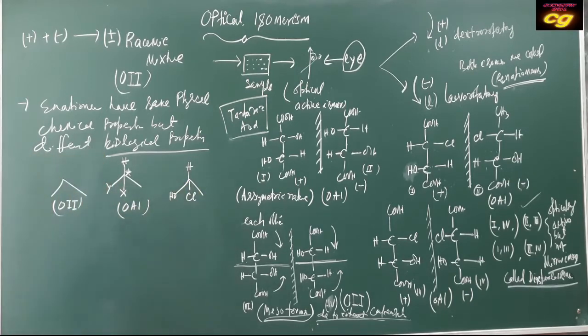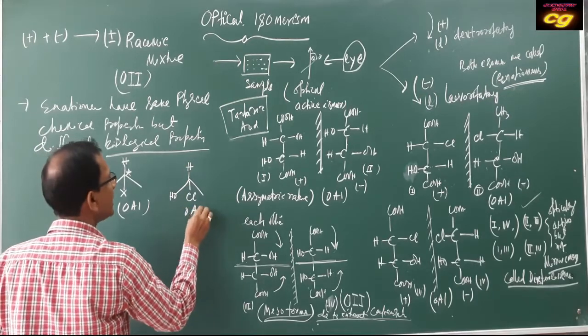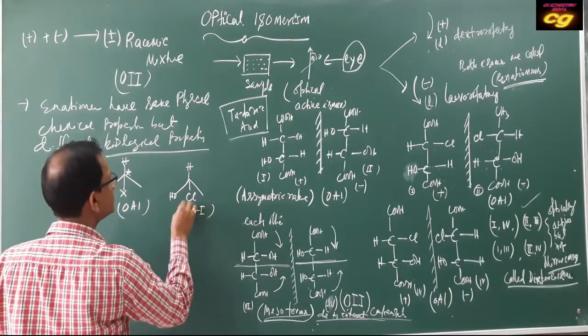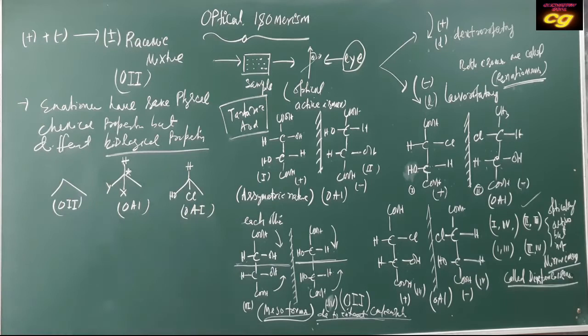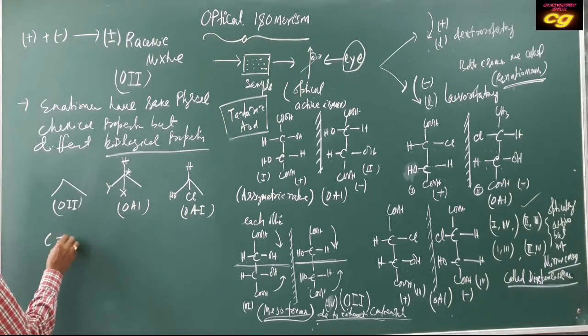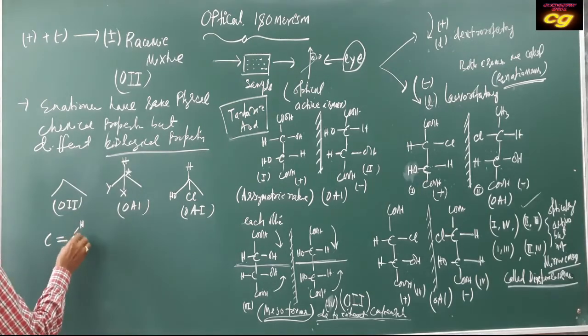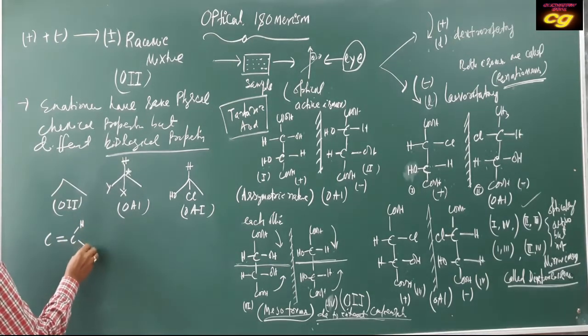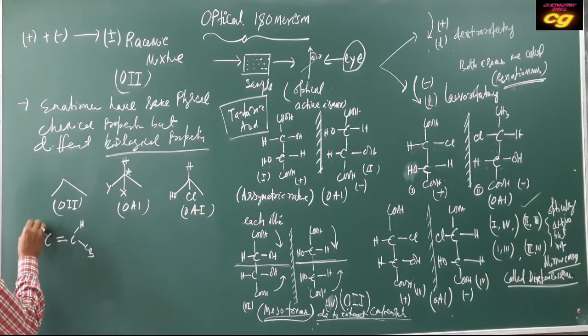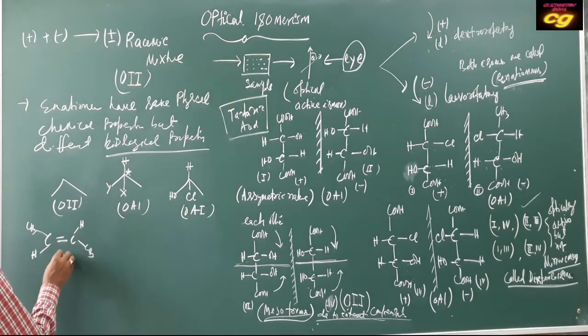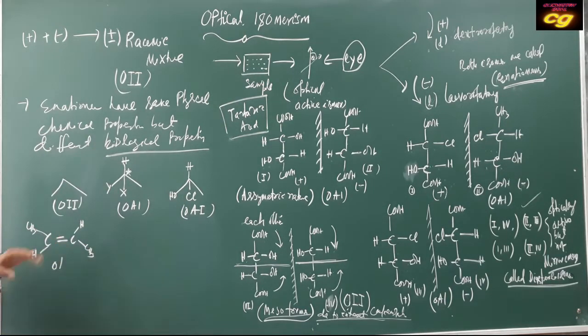This is also optically active. This is also an optically active isomer. And some other examples like this. It is optically inactive because it is planar, with a plane of symmetry; the double bond is in the plane of symmetry, so it is an optically inactive isomer.